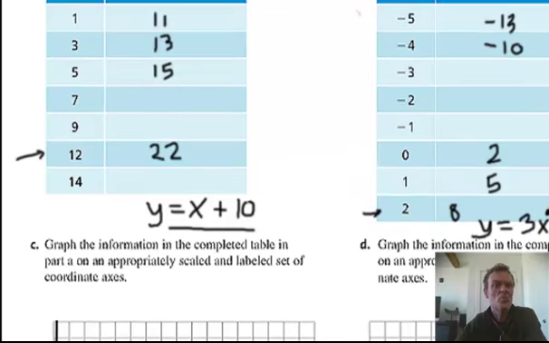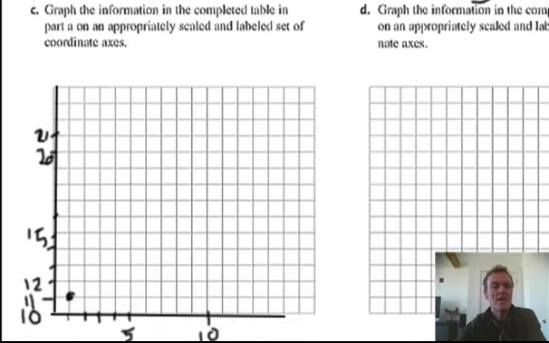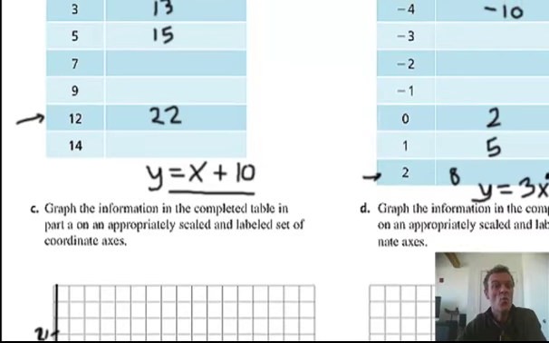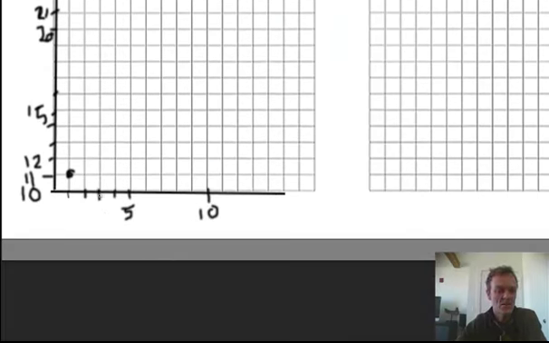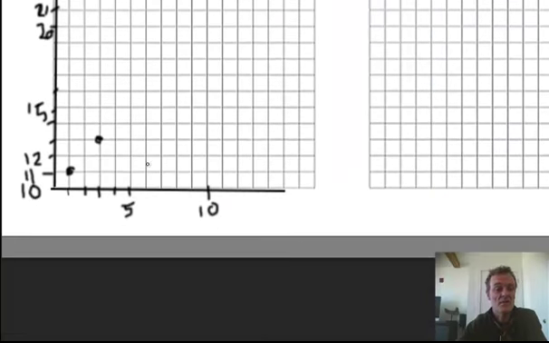So when x is 1, y is 11. When x is 1, here we go, point right there, y is 11. Okay. When x is 3, y is 13. So when x is 3, y is 13. Okay, right there. When x is 5, y is 15. Y is 15. There we go.